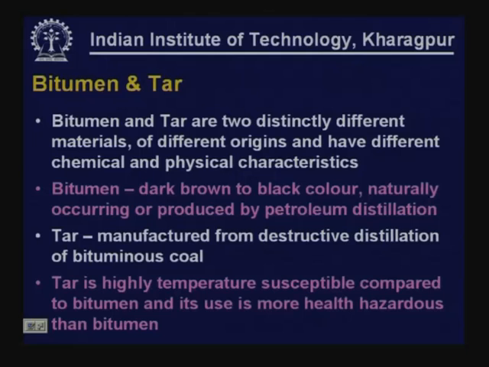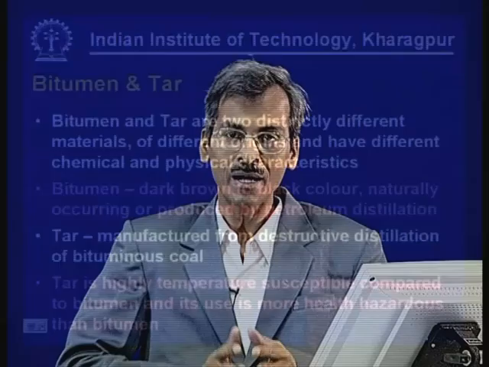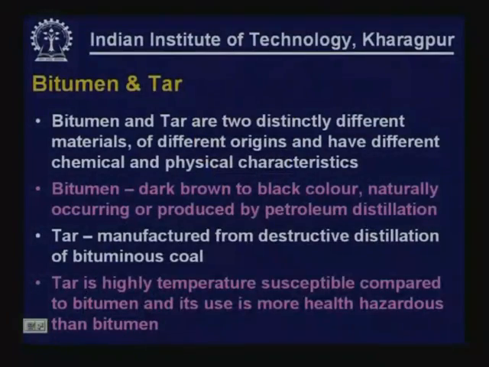Bitumen is a dark brown to black colored material, naturally occurring, or produced by petroleum distillation. So, bitumen occurs naturally or can be produced by distillation of petroleum, which is dark brown to black in color, whereas tar is manufactured from destructive distillation of bituminous coal.